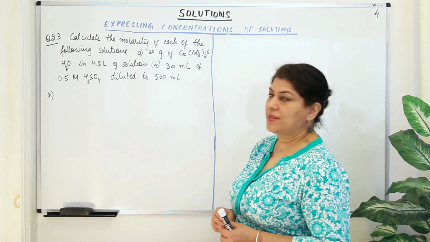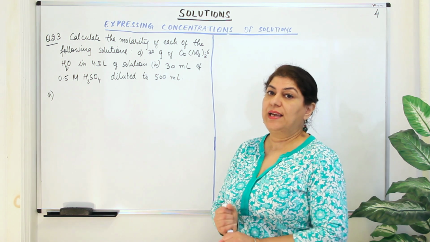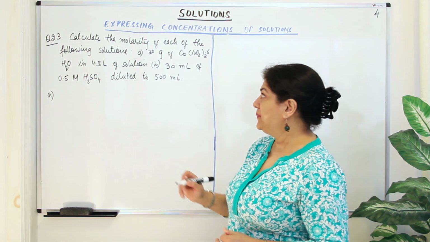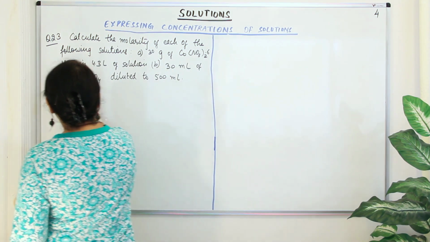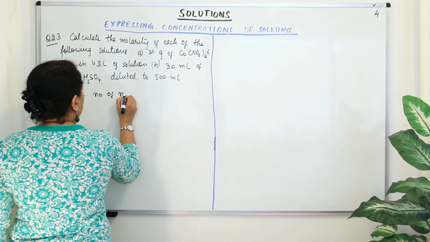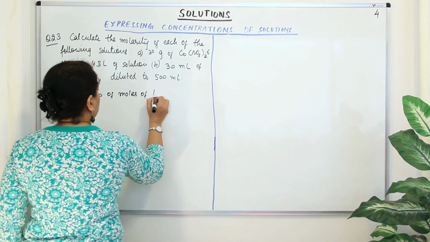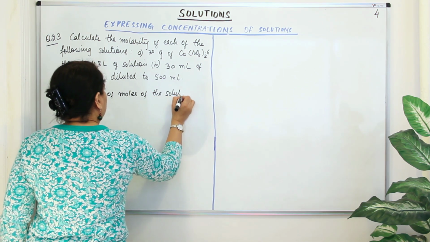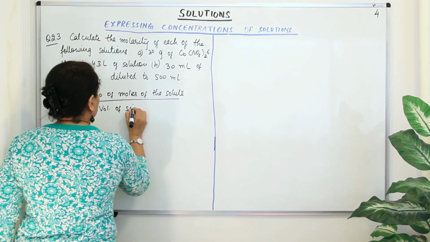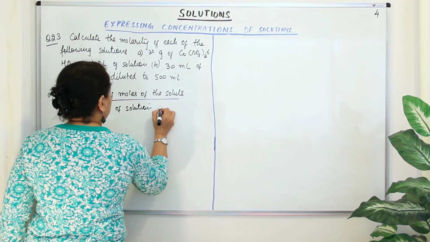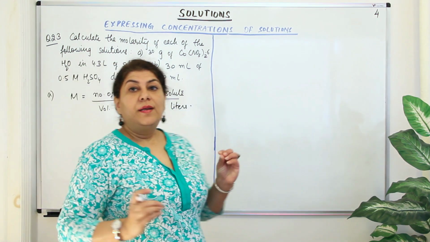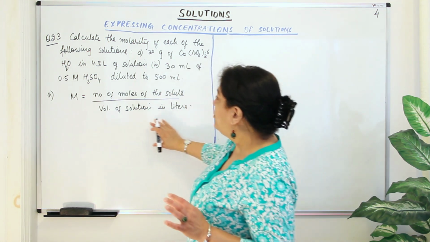We'll come to part A first. Whenever you have to calculate the molarity, again, you must write down the definition of what is required. So the first is molarity, M, is equal to the number of moles of solute upon volume of solution in liters. Right? Now we know this definition, that it is the number of moles of the solute.